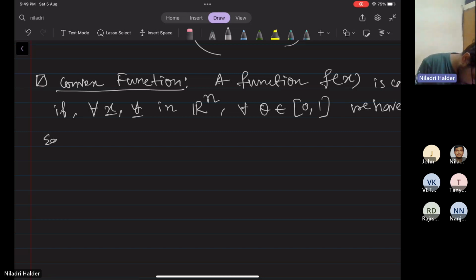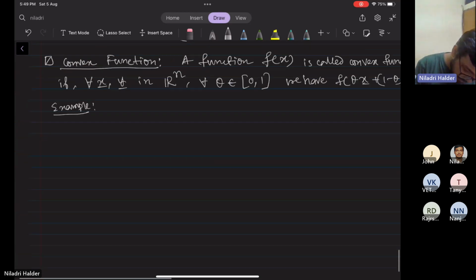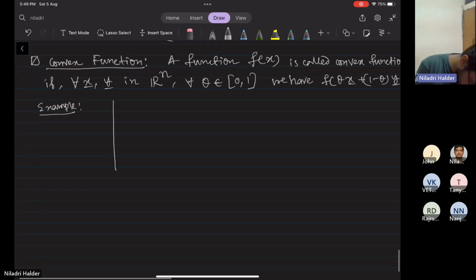So let's take an example. Let's take x and y as scalars. So then the example becomes, let's take this as f of t.